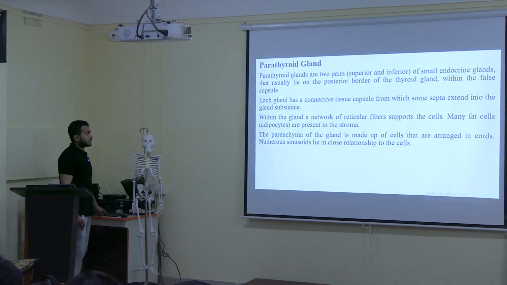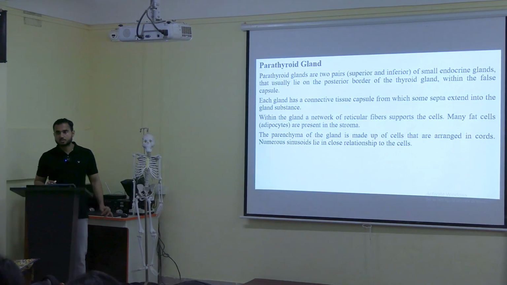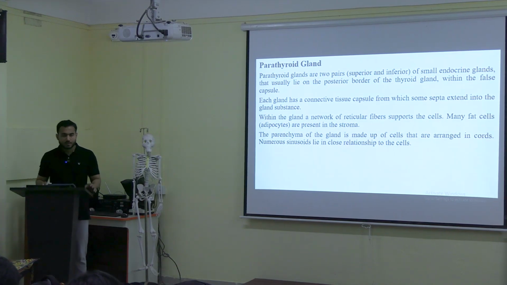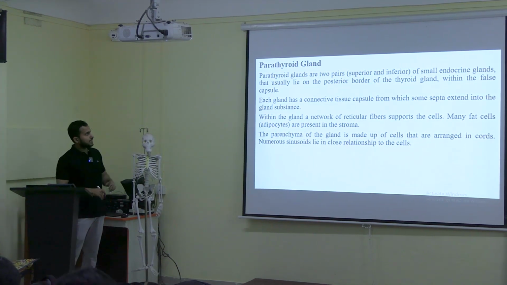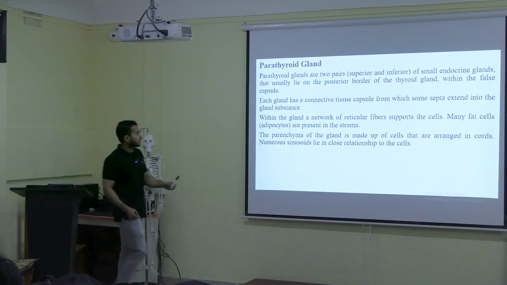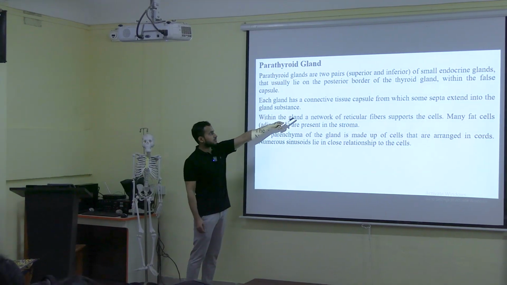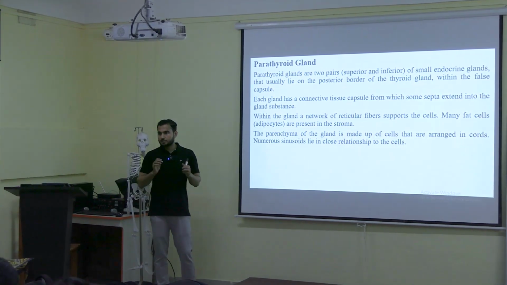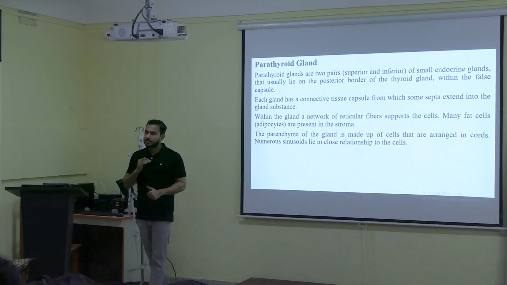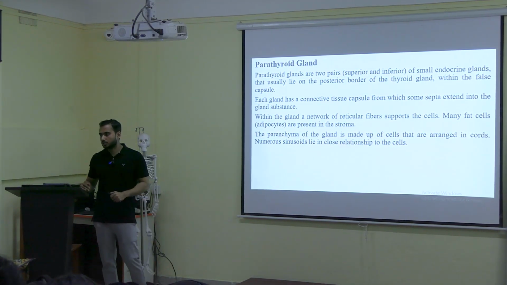Next is the parathyroid gland. There are two pairs of parathyroid glands, which are situated on the posterior border of the two lateral lobes of the thyroid gland. Here also, in each and every gland, a connective tissue capsule is there. From the connective tissue capsule, septa go inward and divide it into lobules. But in this case, the lobules are not complete. It is incomplete in case of the parathyroid gland.